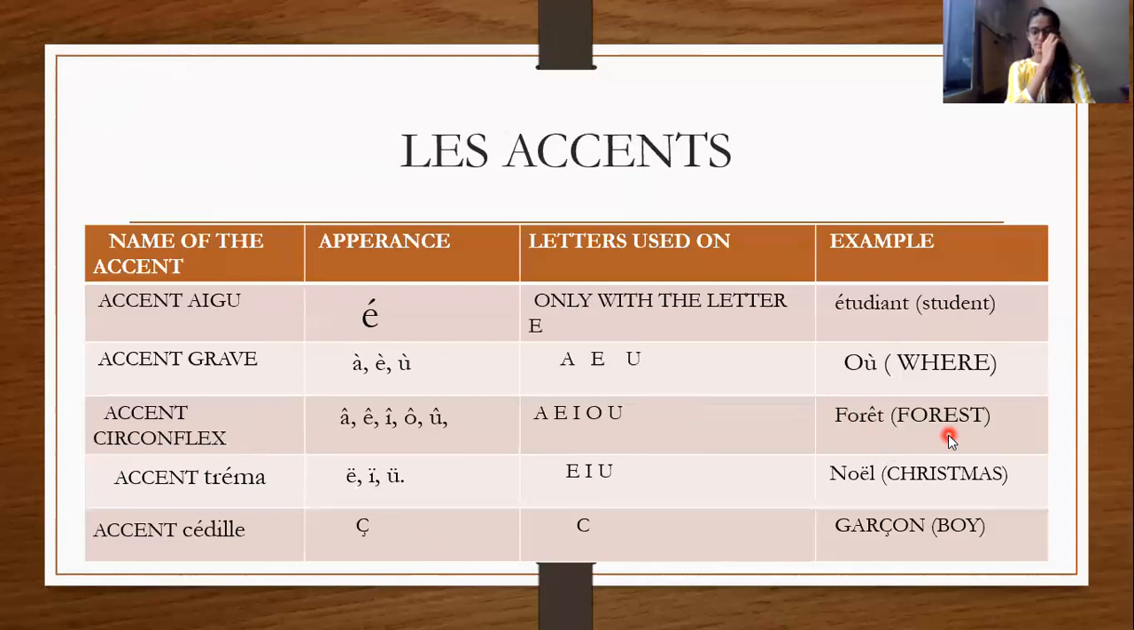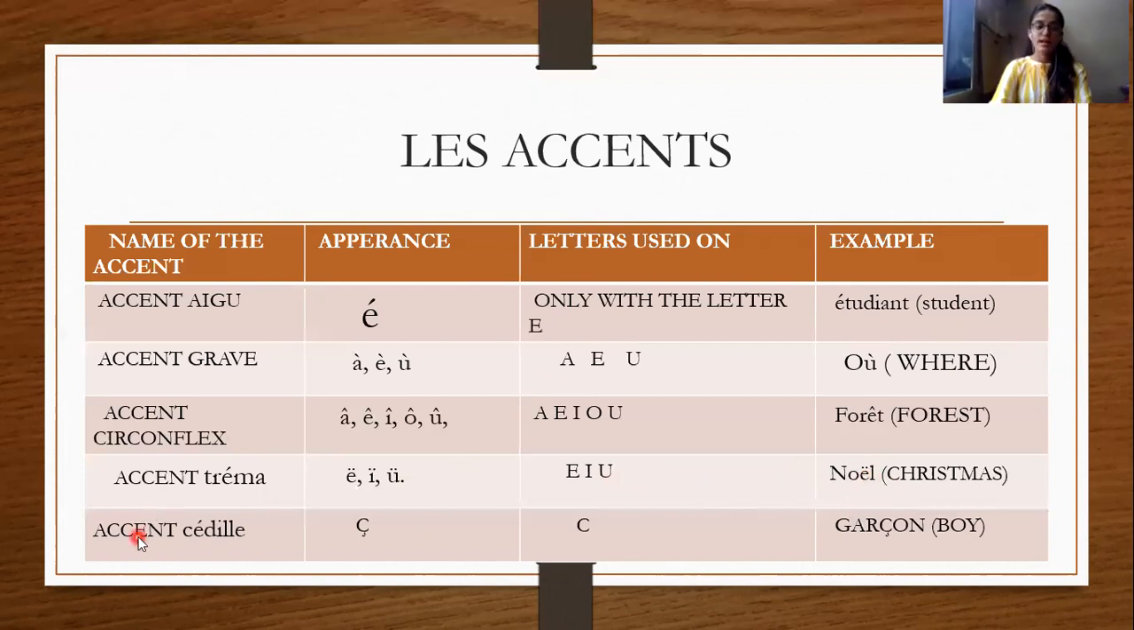The second last accent which we have is accent tréma. Used with the letters E, I and U, one of the rarest accents. Example, Noël, Christmas. Don't forget this example, please.